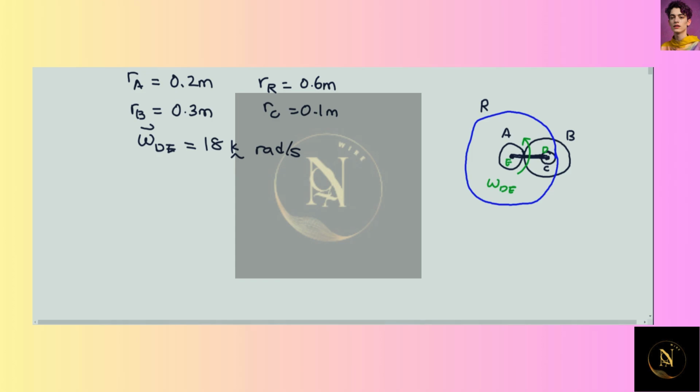In this question, we have an epicyclic gear train, and there's a sun gear A, which is in mesh with planet gear B, and gear B has an inner hub C, which is fixed to B, and in mesh with a fixed ring gear R. So this is fixed.